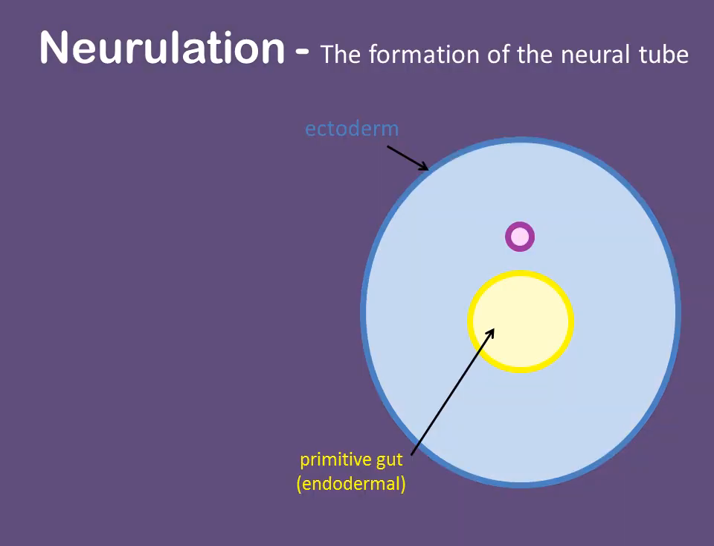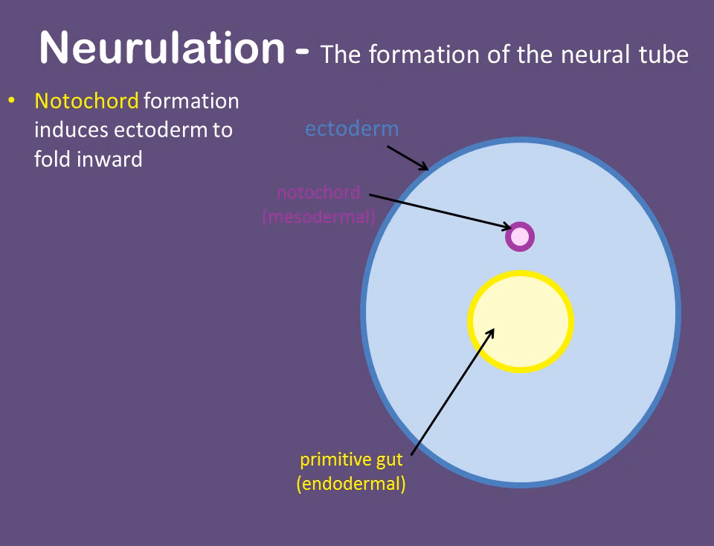The next event in embryonic development is neurulation, and this is the formation of the neural tube, and it marks the first appearance of an organ or organ system in the embryo. Now, it all starts from the formation of what's called the notochord, which is a thin, flexible rod that extends through the organism's dorsal side.